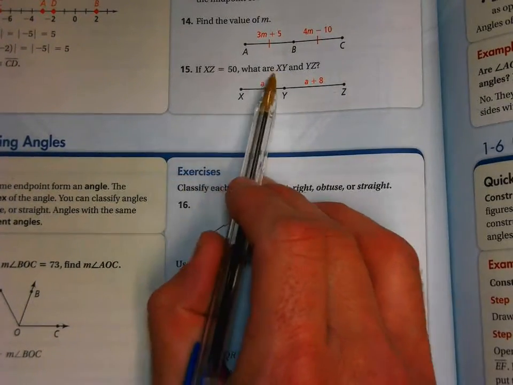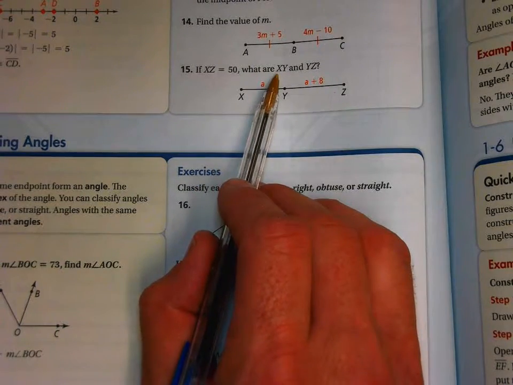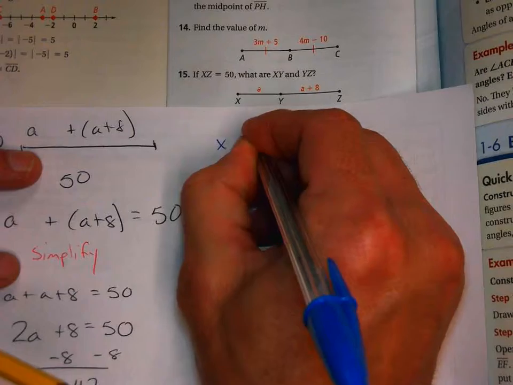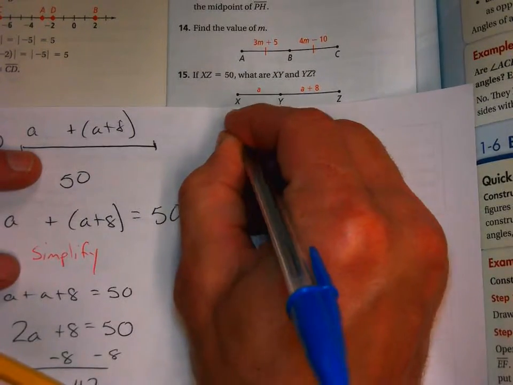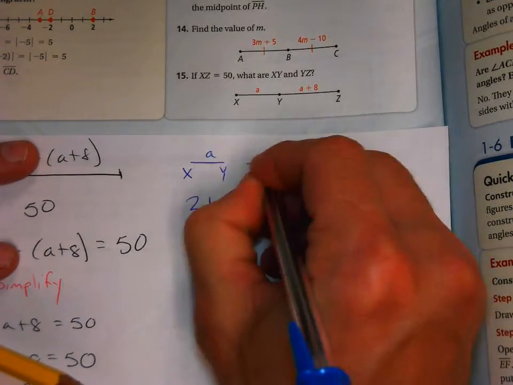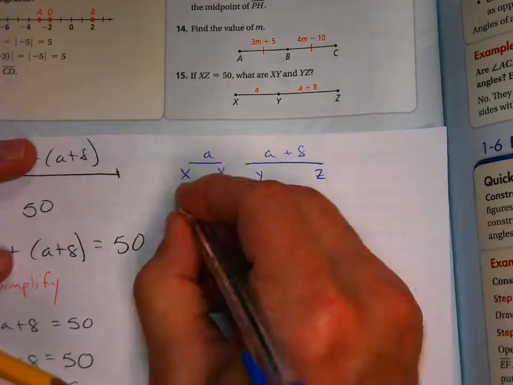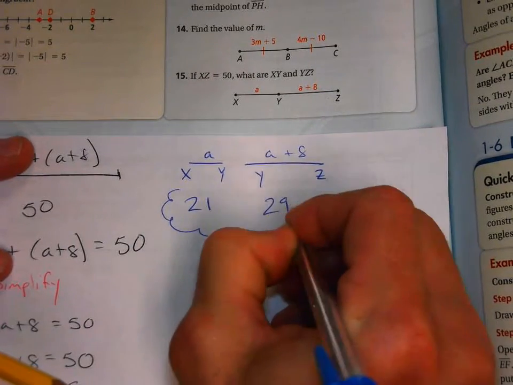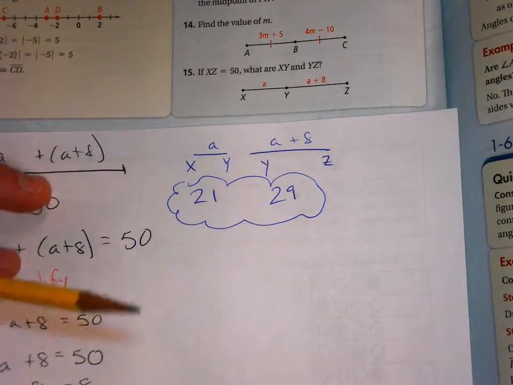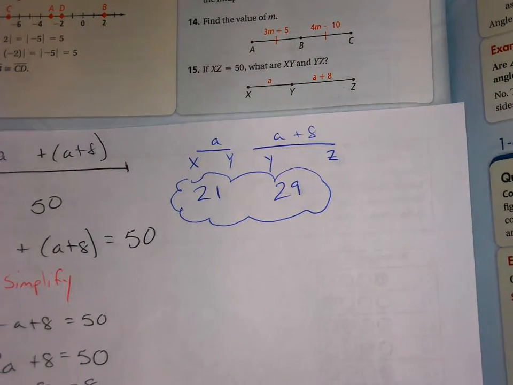See, we had to go back, right? Because it says, what is the measure of xy and the measure of yz? That means the measure of xy is a, and a was 21. And the measure of yz is a plus 8, so it's 21 plus 8, or 29. So that is the actual answer. Okay, so you gotta be careful. You gotta be careful of that stuff. Anyway, I just wanted to show you those concepts. That's how you do the activities, and the rest is gold. Go have fun.